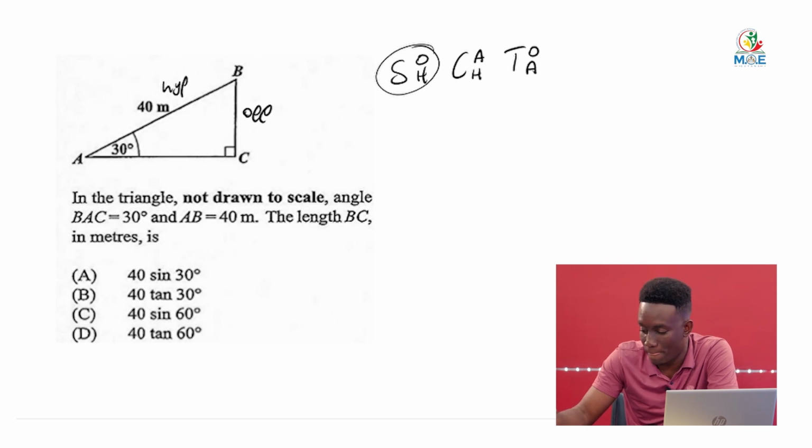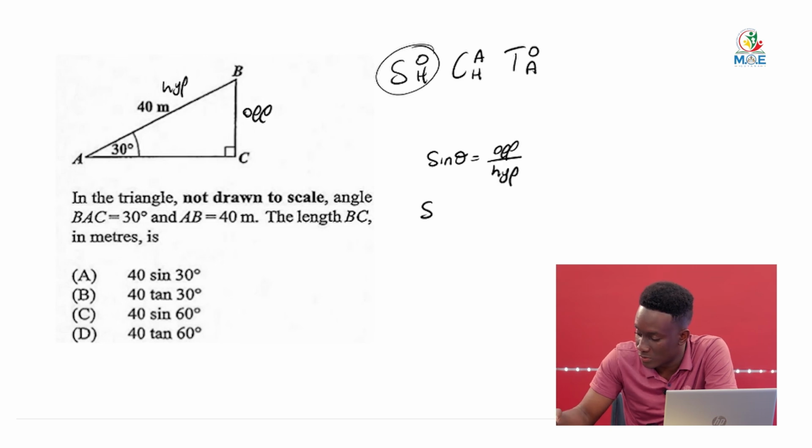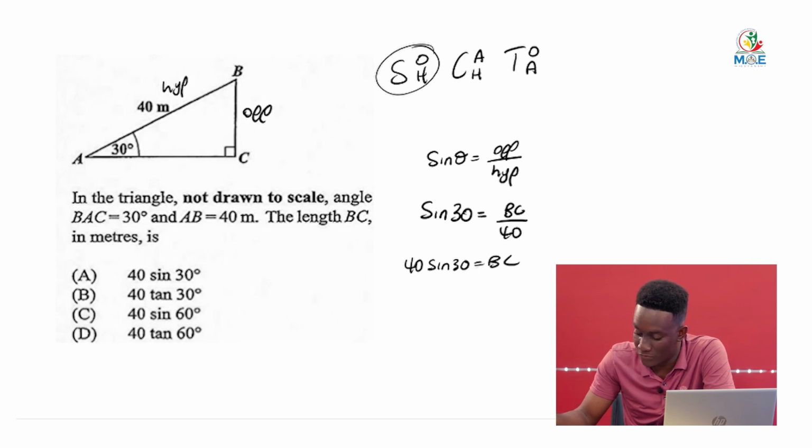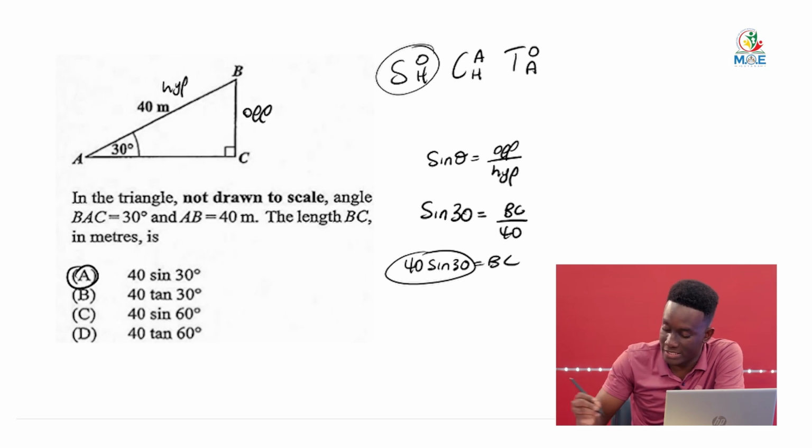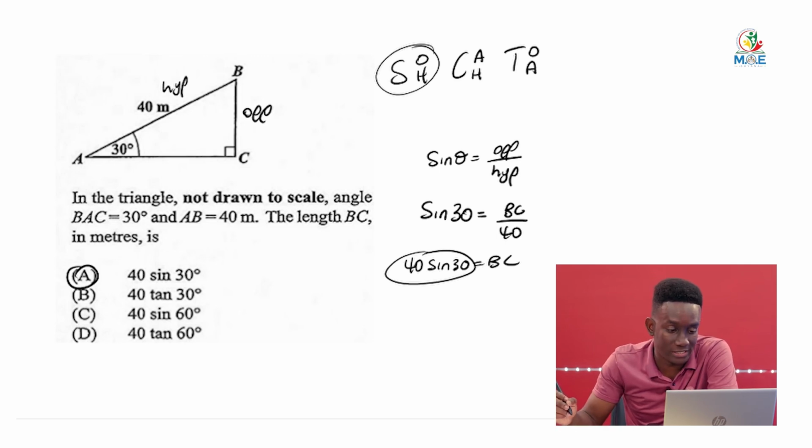So we can say sine theta is equal to opposite over hypotenuse. Sine theta in this case is 30, which is equal to the opposite, BC, over the hypotenuse, which is 40. This 40 is divided, so when we take it over we multiply, and we'll have 40 multiplied by sine 30 is equal to BC. So which one has 40 sine 30? We see that the answer there is A, 40 sine 30.